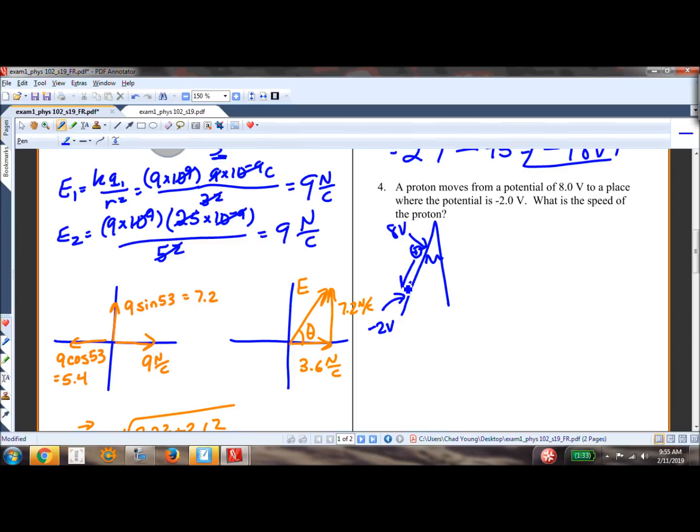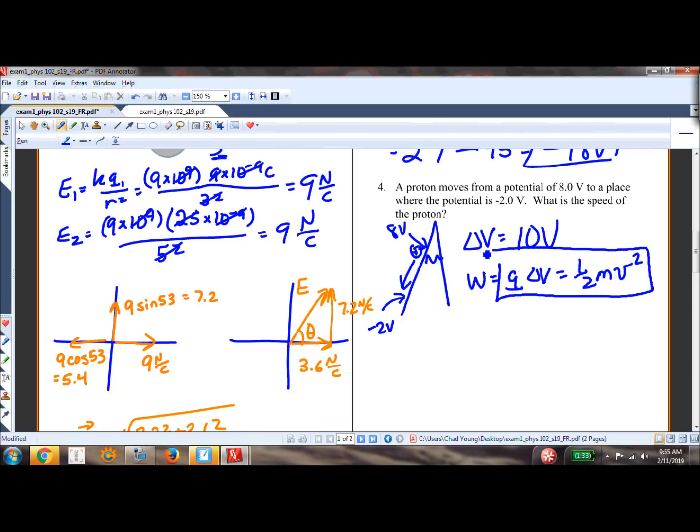And it experiences a potential difference equal to 10 volts. And I want to know, what is the speed of the proton? Well, I know that the work done by the electric field in that change of potential is equal to Q delta V, and that this all goes into kinetic energy. And so this is what I'm working with right here.